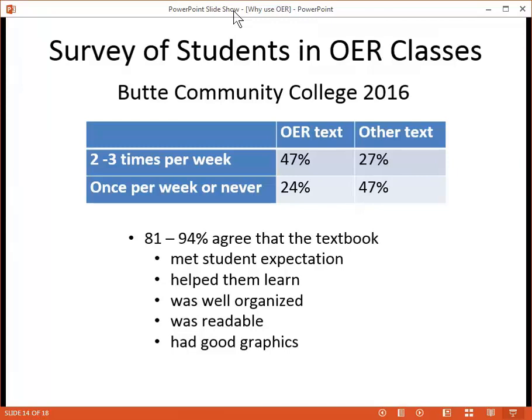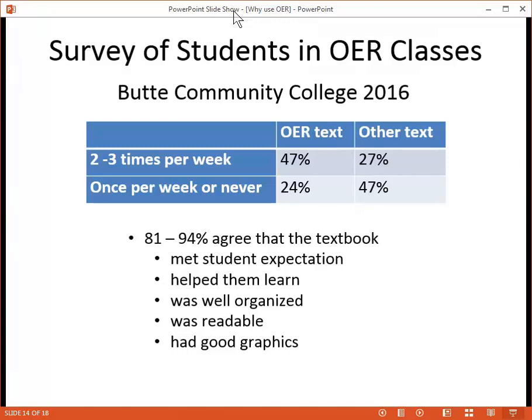And you can see that students say that they use the open textbook more than other textbooks. So 40% report that in other classes they read the book once a week or never, 47%, and in the OER class, 47% say they read 2 or 3 times per week. So if we're looking at advantages of OER, one is that students are accessing those resources more often. Now, to be fair, if we go back to our earlier data that showed that 40% of students report that they don't buy books for their classes, that may explain why they're not reading them. But nonetheless, students are accessing the open books more often.